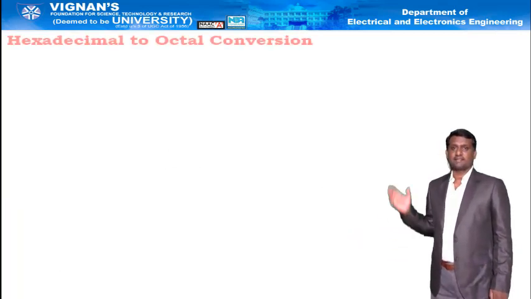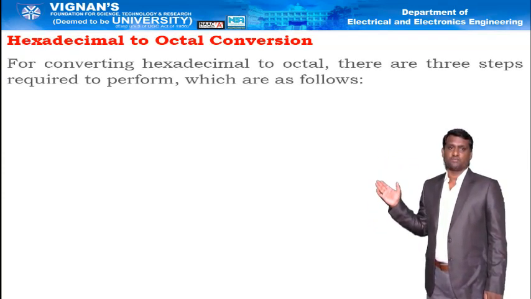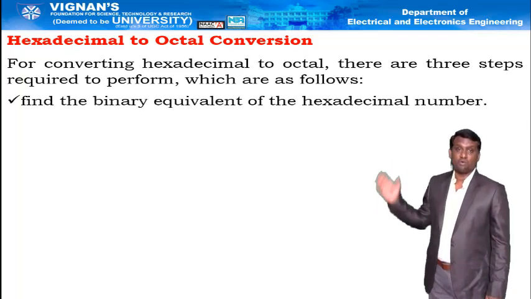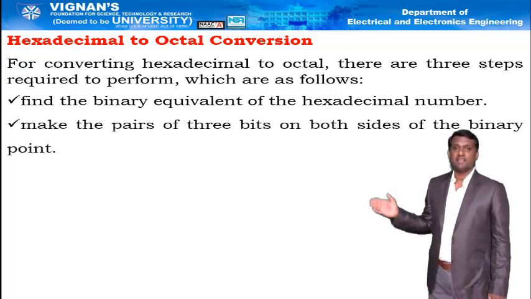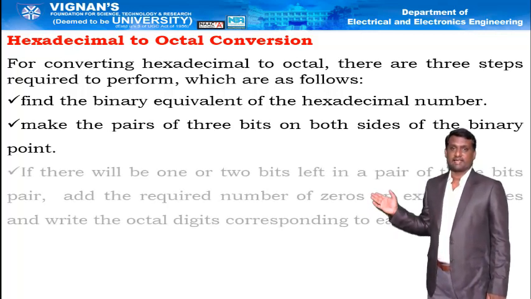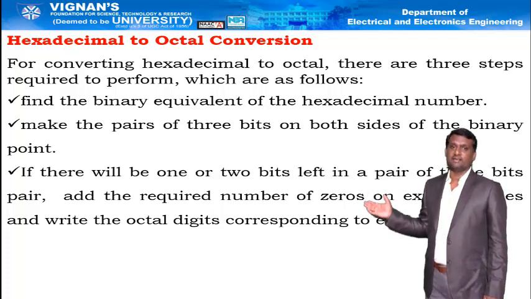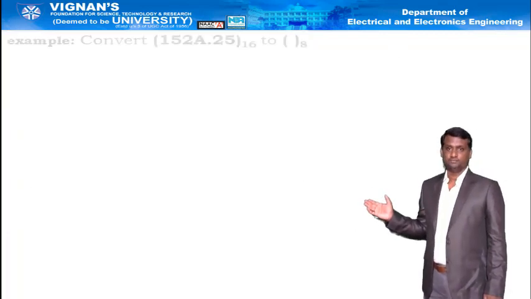The next one is hexadecimal to octal. In this one, we have to perform a few steps for conversion. The first step is to find the binary equivalent of the hexadecimal number. The second step is to make groups of 3 bits on both sides of the binary point. Next, if there are 1 or 2 bits left in a group of 3 bits, add zeros at the extreme sides, and write the octal digit corresponding to each group. We will see that with an example.